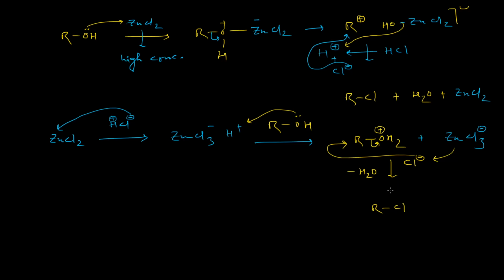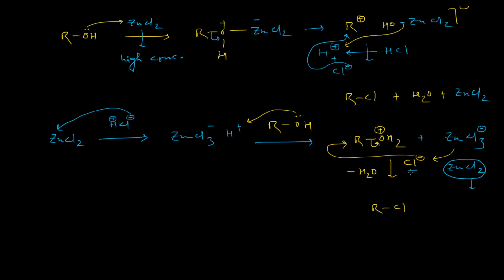So here the mechanism is very simple. First, the HCl is coordinating with the zinc chloride, thereby the H plus is now free, and it will interact with the OH group of the alcohol, and it will form this kind of intermediate. And the zinc chloride, which was coordinating with the Cl minus, will now release the Cl minus again in the reaction medium, thereby forming the zinc chloride again, and that's why zinc chloride can show its catalytic role again.